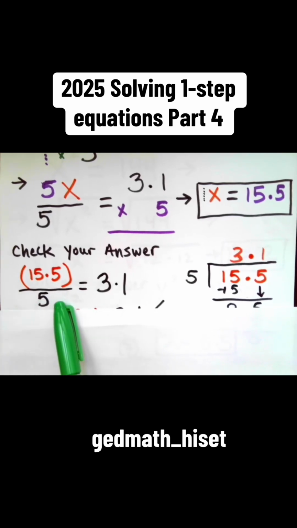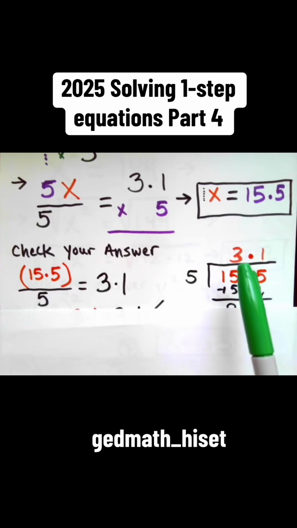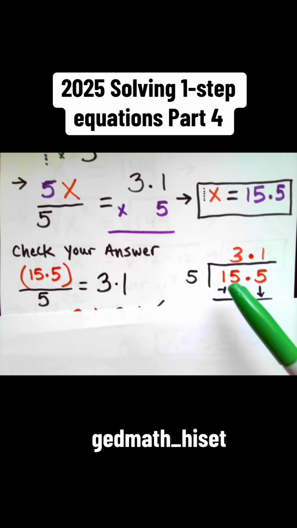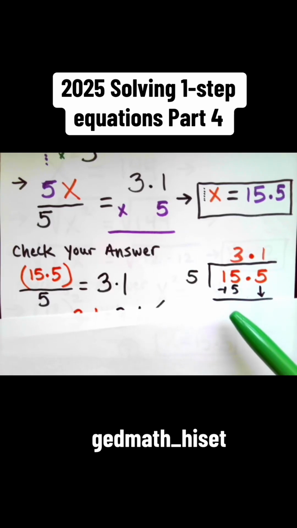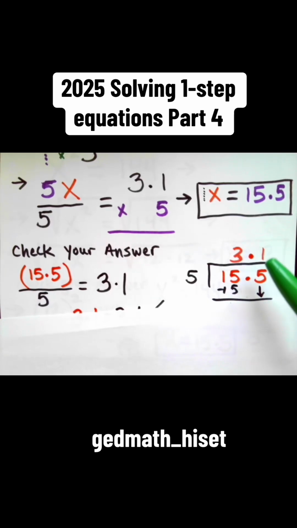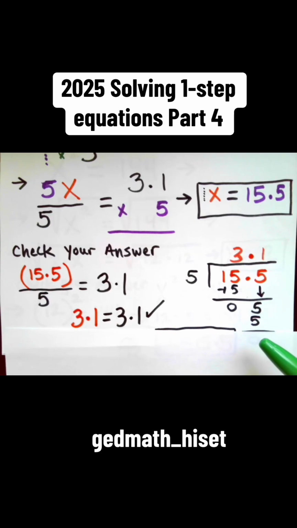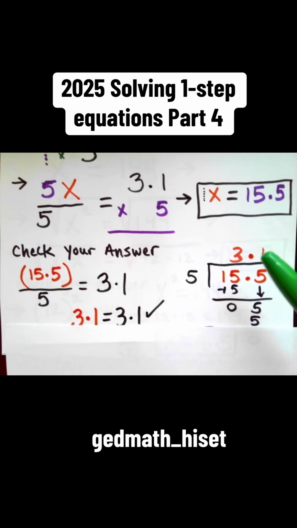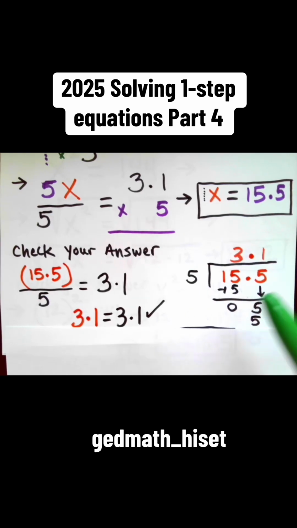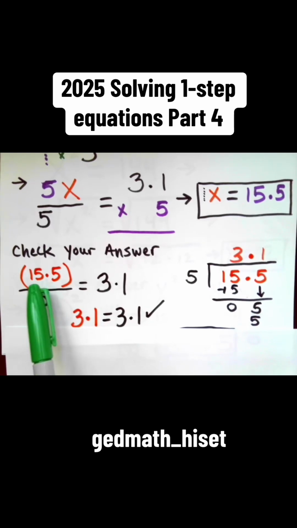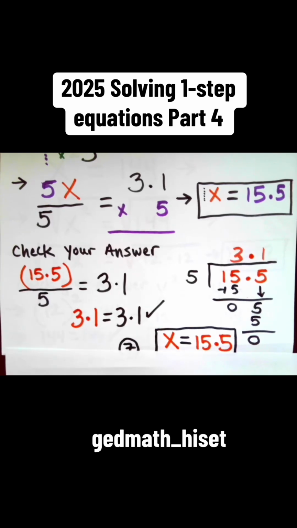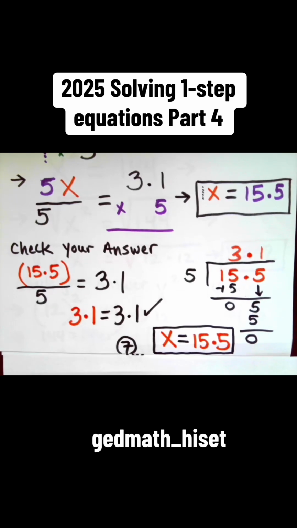So 15.5 divided by 5, I'm showing you the manual way to divide 5 into 15.5. 5 times 3 is 15. Going to subtract that 15. I have a 0 remainder. I bring down my 5. 5 times 1 is 5. I subtract 5 from 5. No more remainder. 3.1 or 3 and 1/10 equals 3 and 1/10. So I know my answer, x, has got to be 15.5. That is my final answer for this particular problem.